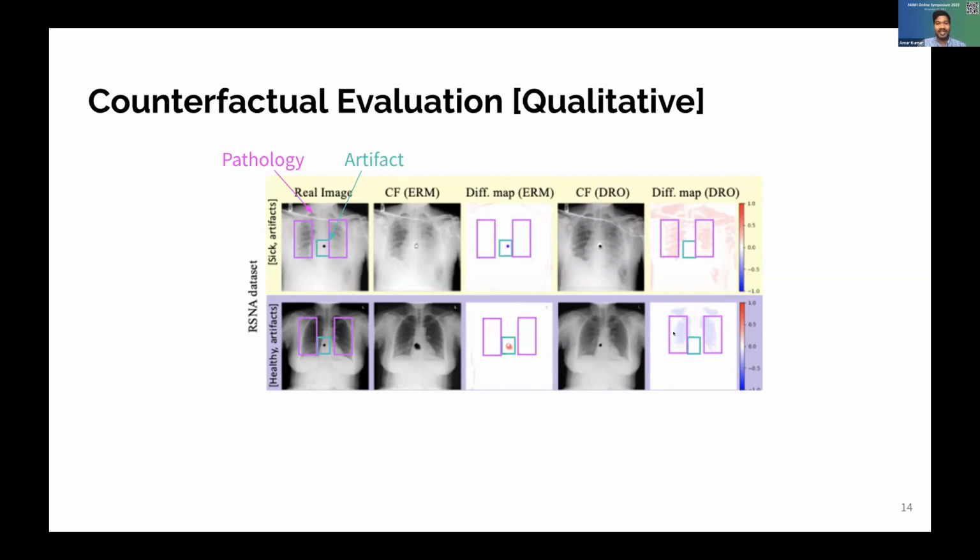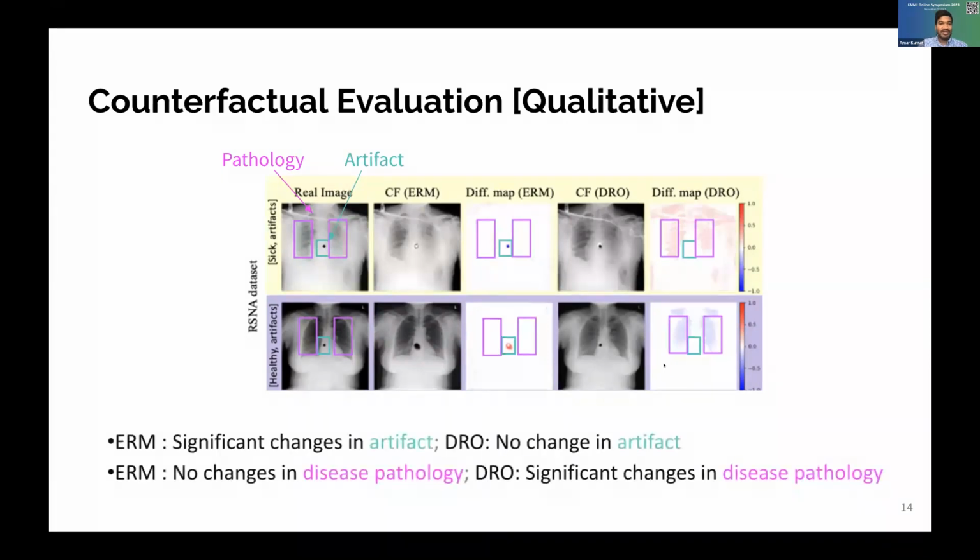But again, that's not the case, and indeed it is associated with the lungs. So those are some of the qualitative results. If you want to take a detailed look, please take a look at the paper. And the conclusion from this is that significant changes in the artifact are shown by ERM. So ERM focuses on the spurious correlation, and DRO focuses on the disease pathology.